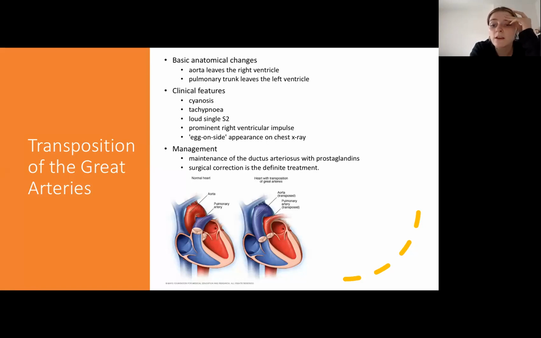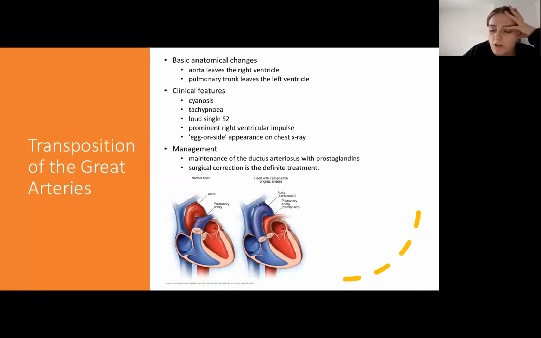So managing these, you need to keep the ductus arteriosus open with prostaglandins, because that is the only opportunity the blood has to mix. So the ductus arteriosus is here. You can probably see it. You can't see it on this picture. It links the aorta and the pulmonary artery. So that will allow some mixing of the oxygenated and deoxygenated blood.